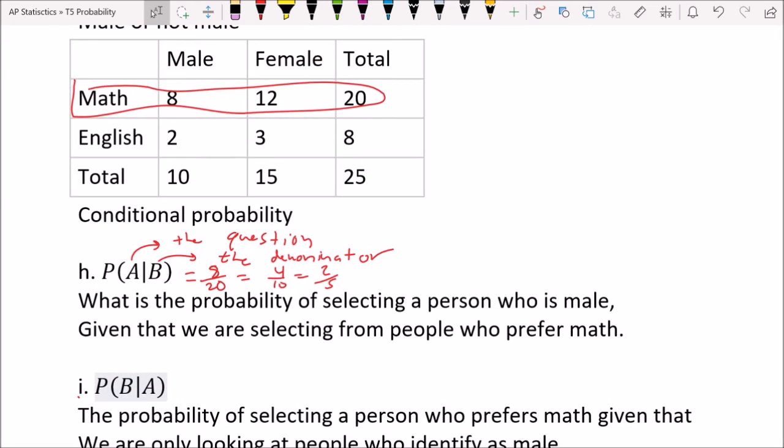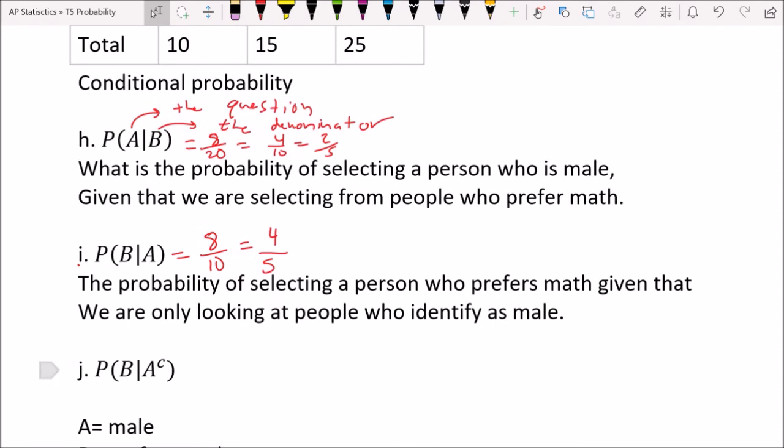So now we're only going to look at the male column, and looking only at that column, we're going to say, okay, who in this column prefers math? That would be the 8 out of 10, which would be the same thing as 4 out of 5. Okay, so that's how that one reads.